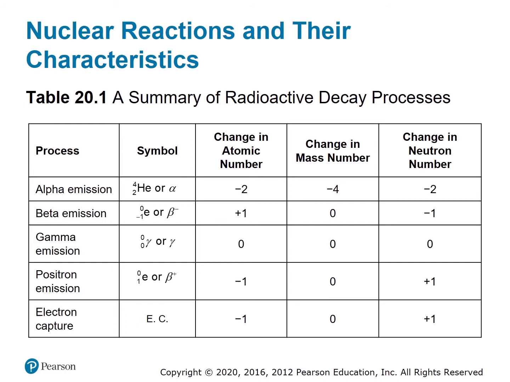If you're wondering how a gamma emission can result in any nuclear reaction at all, it's because gamma emissions don't usually happen on their own, but instead alongside some other type of nuclear reaction.